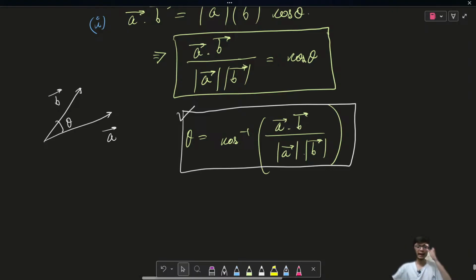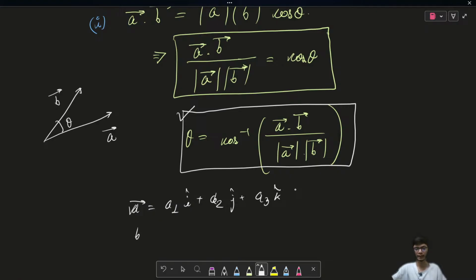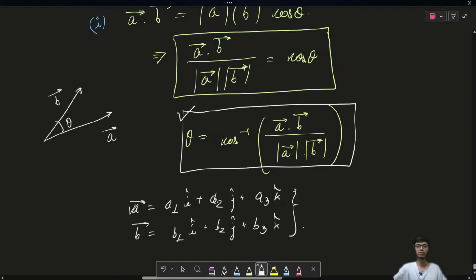So let us say I know my A vector, which is given as A1 i cap plus A2 j cap plus A3 k cap, and similarly I know my B vector, which is given as B1 i cap plus B2 j cap plus B3 k cap. So I know the components of the A vector and the B vector, given component wise, right?